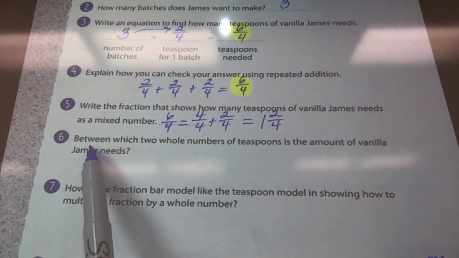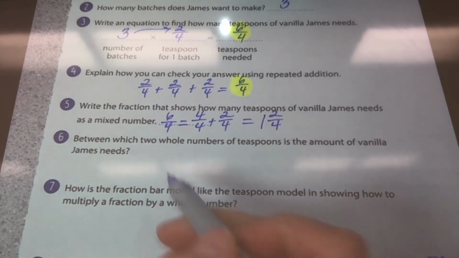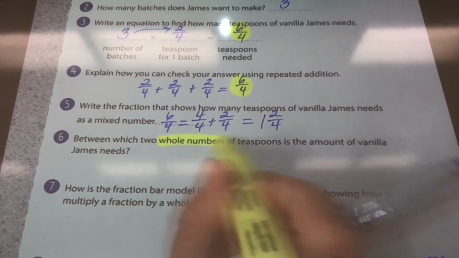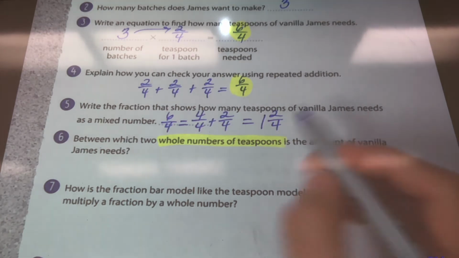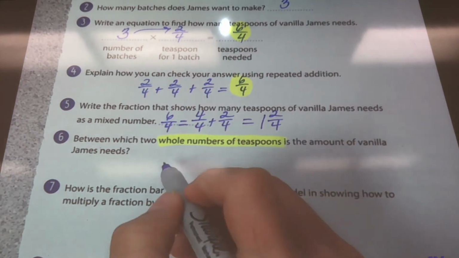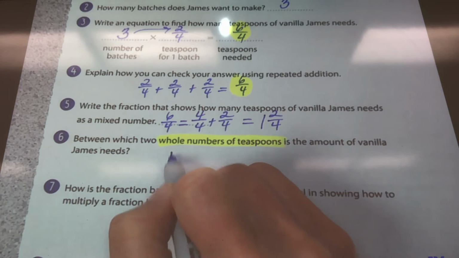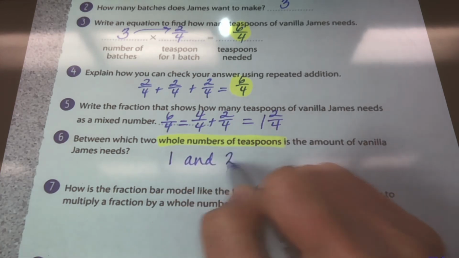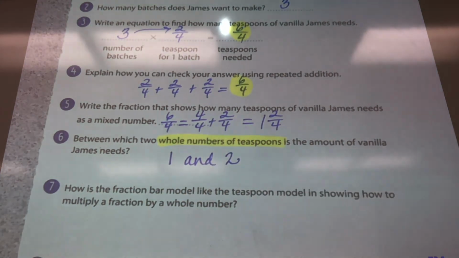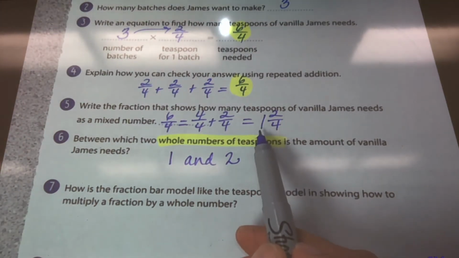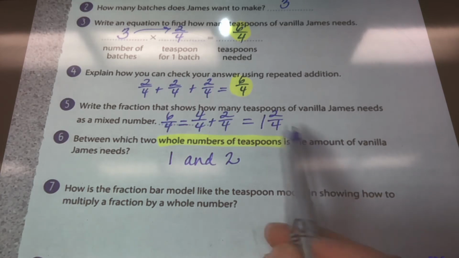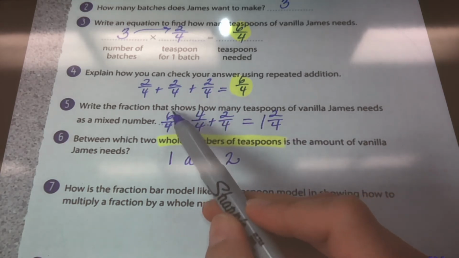So now between which two whole numbers, remember think whole numbers 1, 2, 3, between which two whole numbers of teaspoons is the amount of vanilla James needs. And if he needs 1 2/4, the number he needs has to be between the number 1 and the number 2. Because the fraction tells us we need more than 1, but less than 2. And we also know this by the fact that we have an improper fraction right here. We know it's at least going to go over 1.